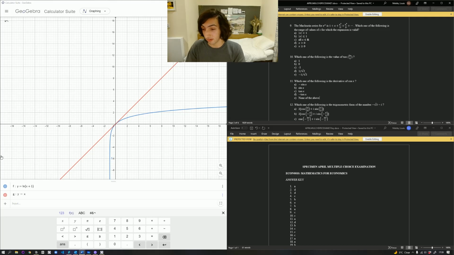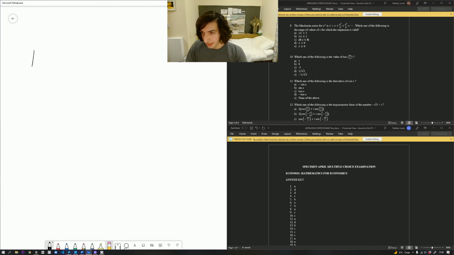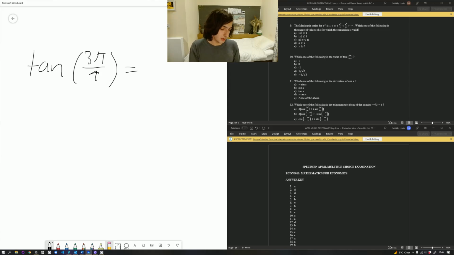So tan of 3 pi over 4, you guys can just input this on your calculator. It is simply going to be -1, I believe. Let me check. Always put your calculator in radians. I cannot tell you how many times I have suffered because I have forgotten to put something in radians. It is -1, so it's fairly easy. I don't expect anyone to really get that wrong. And the derivative of cos, again, a very easy thing here. The derivative of cos x is just going to be minus sine.